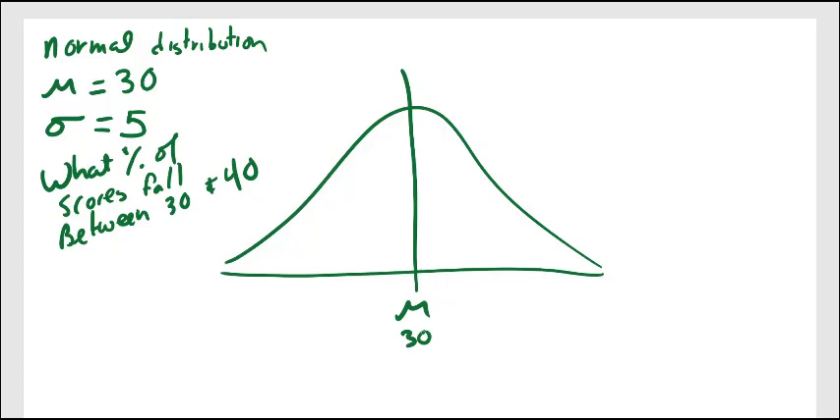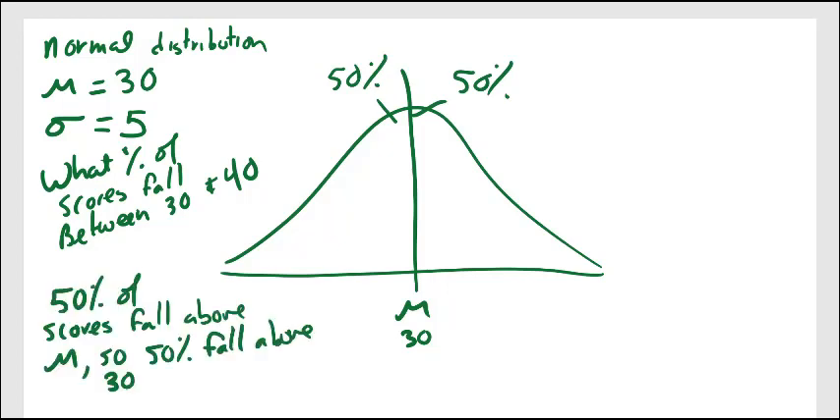So what I know about shapes of distributions is I've got 50% on the left and 50% on the right. So I know 50% of all scores fall above 30. So far, so good. That was easy. Let's just go ahead and shade it. Let's shade it in a yellow again. That's going to be my area equal to 50%. So now let's think about how many standard deviations above or below a score of 40 is. So 40 minus 30 is 10, and then I'll divide by sigma of 5 and get 2 standard deviations above the mean.